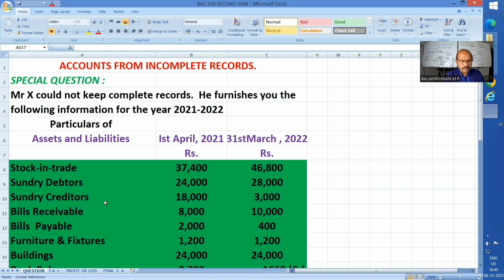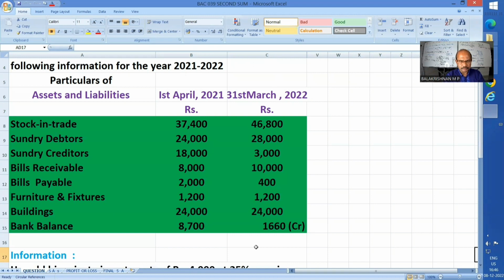Okay. Well, this is what the question is all about. Mr. X could not keep complete records. He furnishes you the following information for the year 2021-22. Assets and liabilities, beginning of the year as well as the end of the year, have been given to you. Okay. Bank balance, credit means it's a negative balance or overdraft. For the bank balance to be positive, we should have a debit balance. Okay.